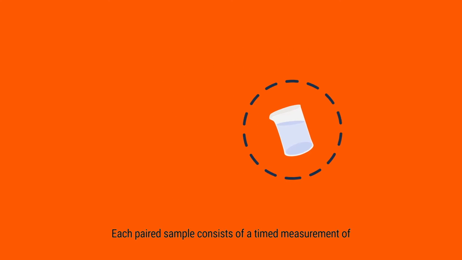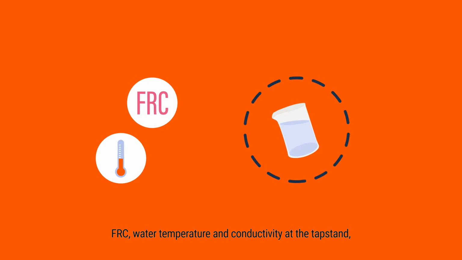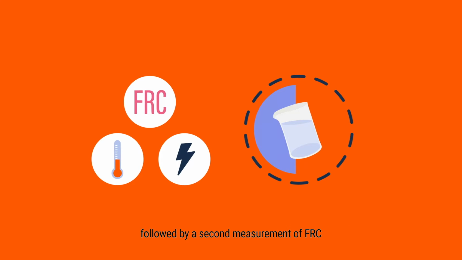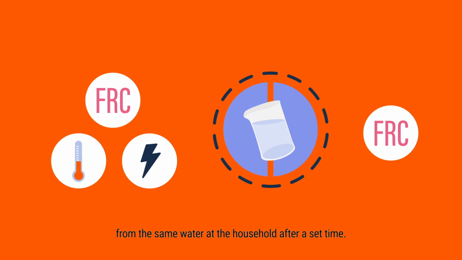Each paired sample consists of a timed measurement of FRC, water temperature and conductivity at the tap stand, followed by a second measurement of FRC from the same water at the household after a set time.